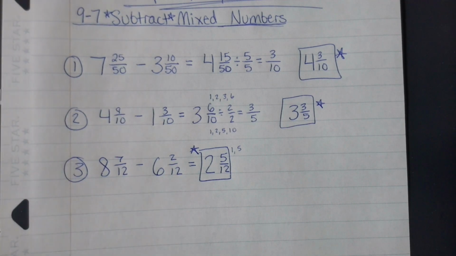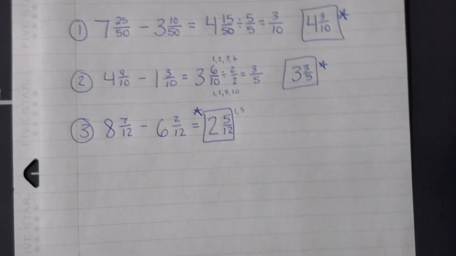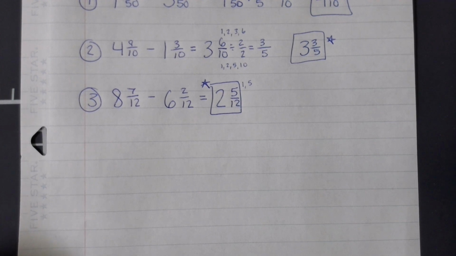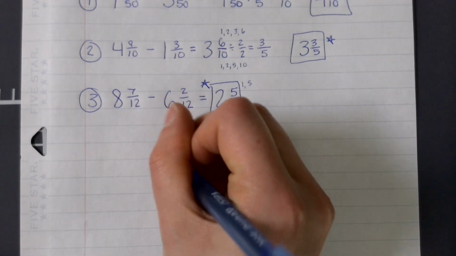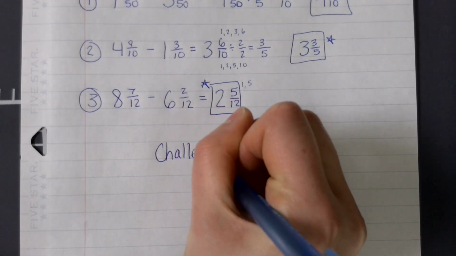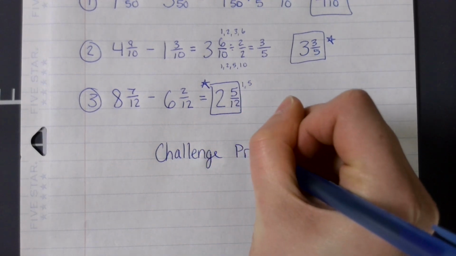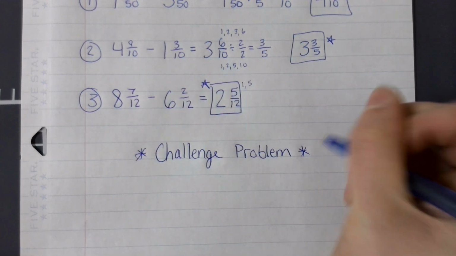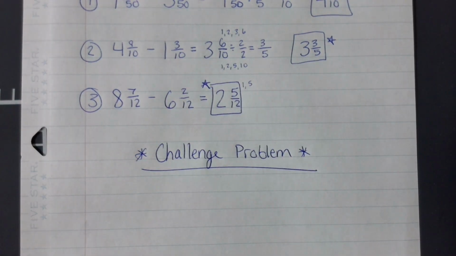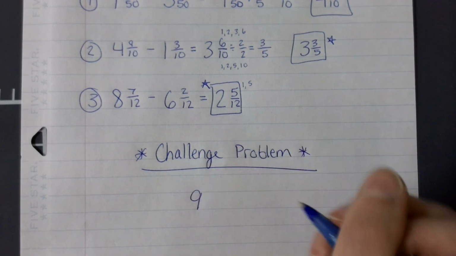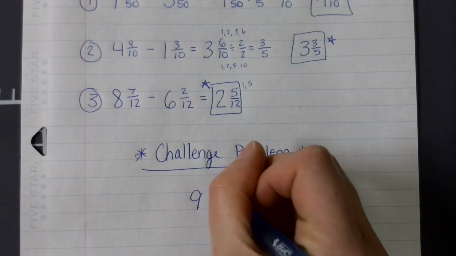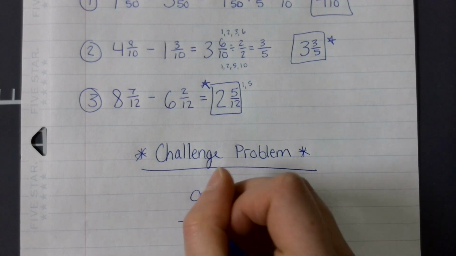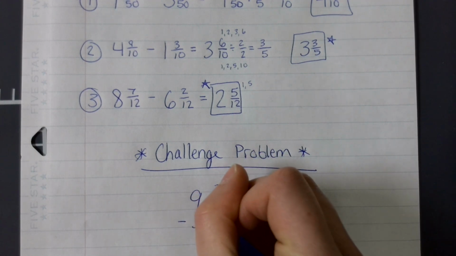Okay. Now, I said we only had 3 examples, but for those of you that would love a challenge, because this is way too easy for your brain, stick around for the next minute or so while I give you a challenge problem. Challenge problem. That doesn't sound very cool. It mostly sounds weird. I apologize. Okay, let's go. So, challenge problem. Let's say I have 9 and 2/5 minus 3 and 4/5. Boom.